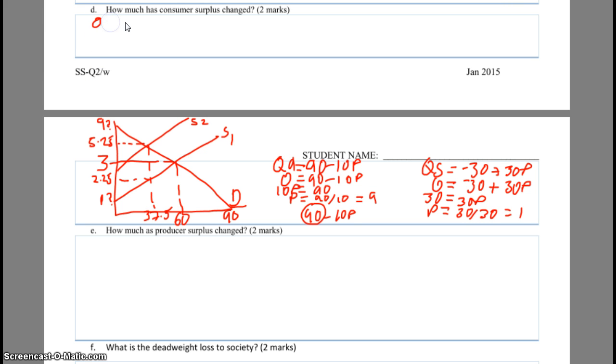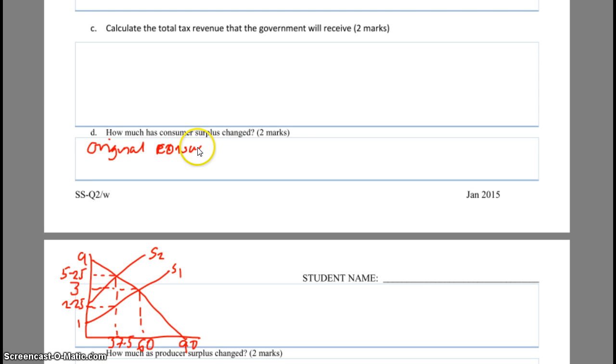So the original, so we'll just wait for the keyboard to catch up. Original area. Let me just pause there. Okay, sorry about that, I need to reset the pen.